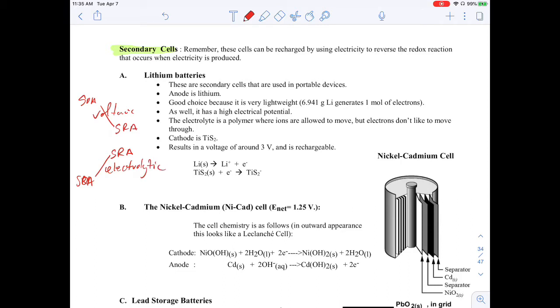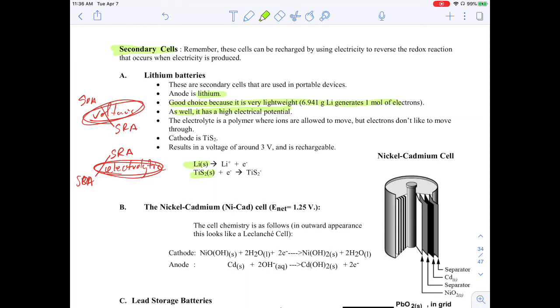And so this is when it's being used to give energy, and this is what's happening when it is being recharged and plugged back into the wall. So lithium batteries are super common. They're in all sorts of things. The anode is a lithium, and the cathode is titanium 4 sulfide. They're very light, so they're useful, and they give off a lot of electricity. So they're quite useful. They can get hot, so they do have some limitations.